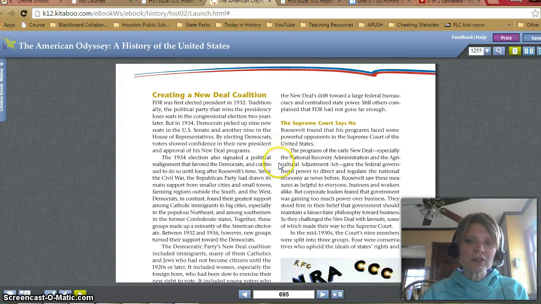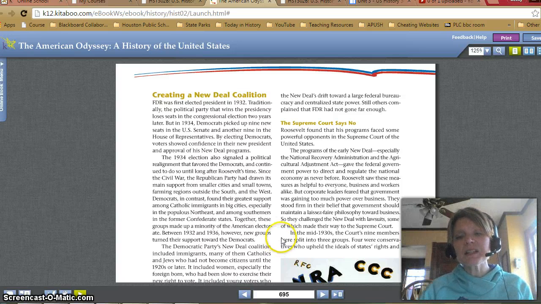Roosevelt found that his programs faced some powerful opponents in the Supreme Court of the United States. The programs of the early New Deal, especially the National Recovery Administration and the Agricultural Adjustment Act, gave the federal government power to direct and regulate the national economy as never before. Roosevelt saw these measures as helpful to everyone, business and workers alike. But corporate leaders feared that government was gaining too much power over business. They stood firm in their belief that government should maintain a laissez-faire philosophy toward business. So they challenged the New Deal with lawsuits, some of which made their way to the Supreme Court.